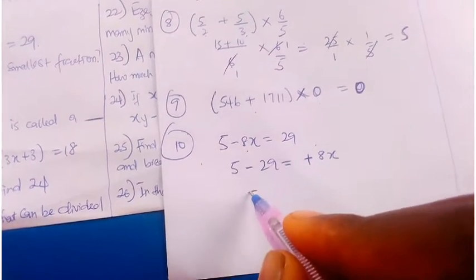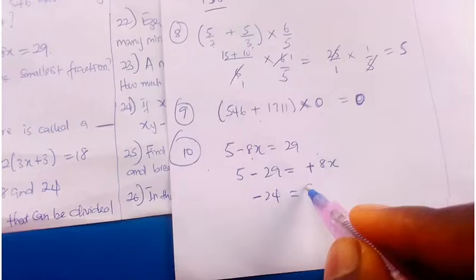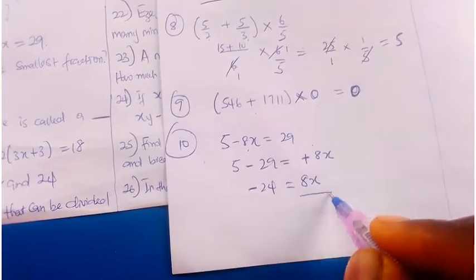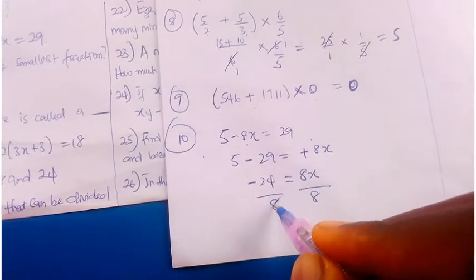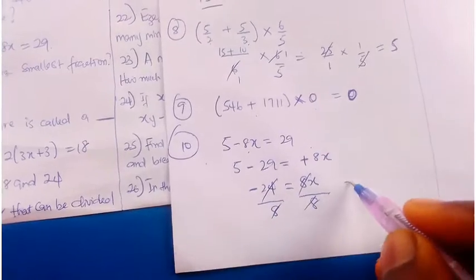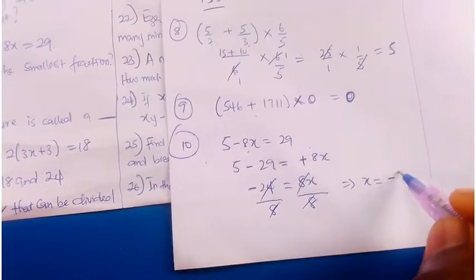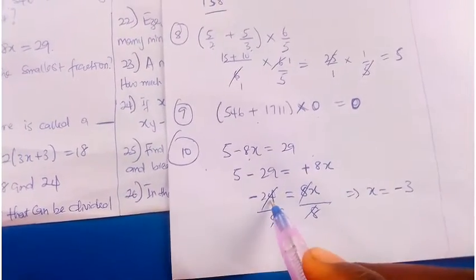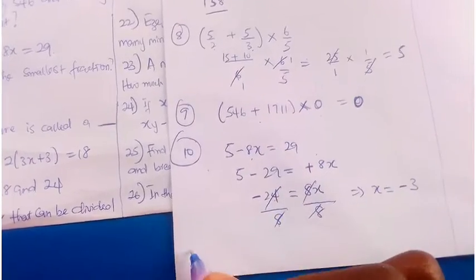Okay, this leaves us with minus 24 equals plus 8x. To get x, divide both sides by 8. It implies that my x equals minus 3, negative 3. Why? Because 18 minus 24 is minus 3.